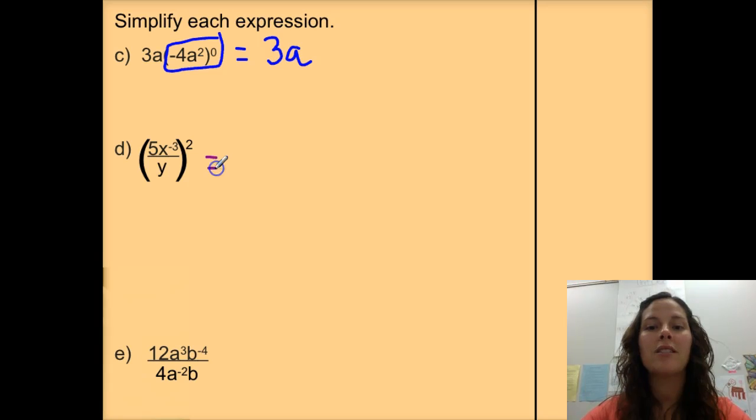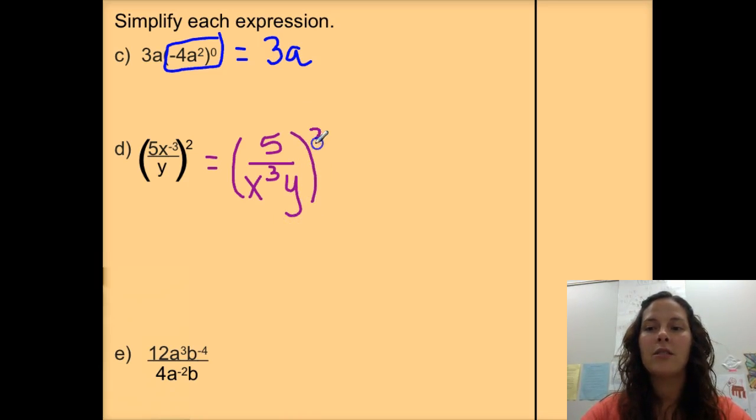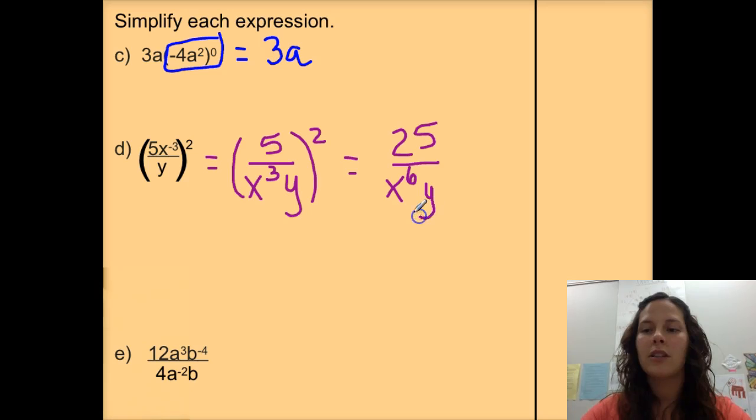Part D, I'm going to start this one by simplifying the negative exponent first this time. So I'm going to keep my 5 in the numerator. It has no negative exponent. The x cubed moves to the denominator, and that power becomes positive, times y, and everything is squared. And then I'm going to distribute that square to everything inside the parentheses. So in our numerator, we have 5 squared, which is 25. In our denominator, x cubed squared is x to the 6th, and y squared.